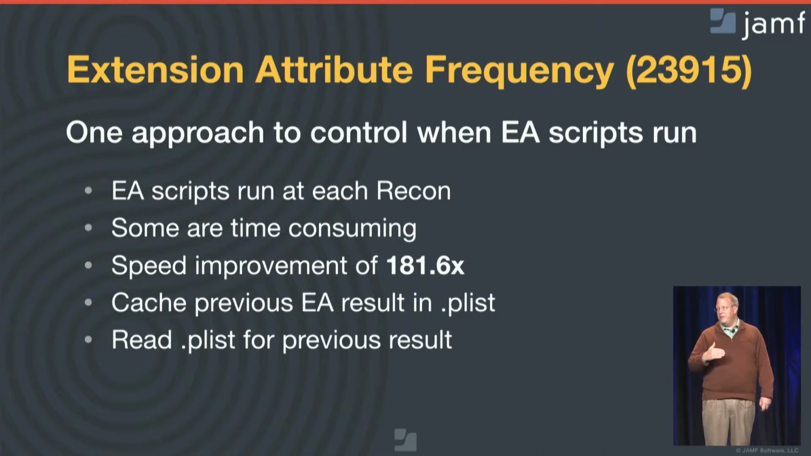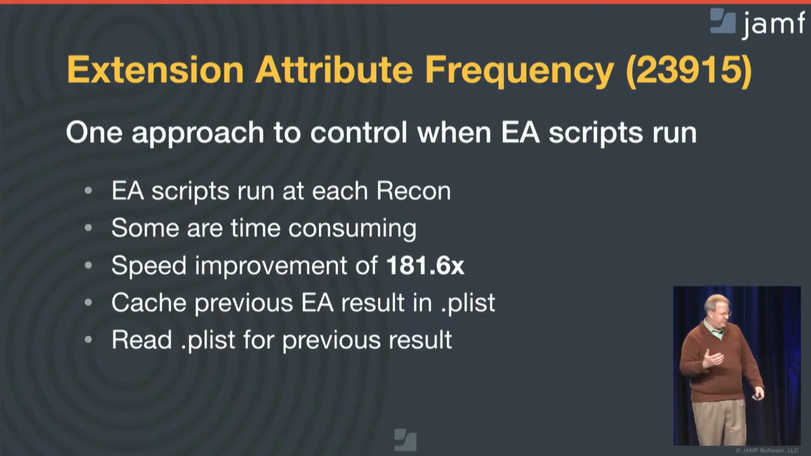So as one of the first steps of the extension attribute script, you pass the name of the extension attribute and the desired frequency in days to a client-side function. A client-side plist stores the name and the epoch in the result. Now, during subsequent inventory updates, if the current epoch is less than a given frequency, it reads the previous result from the plist instead of executing the entire extension attribute script. We have seen some improvements greater than 180 times with this. Now, this approach is fairly involved, and so I'd encourage you to look at Discussion ID 23915 for the details.